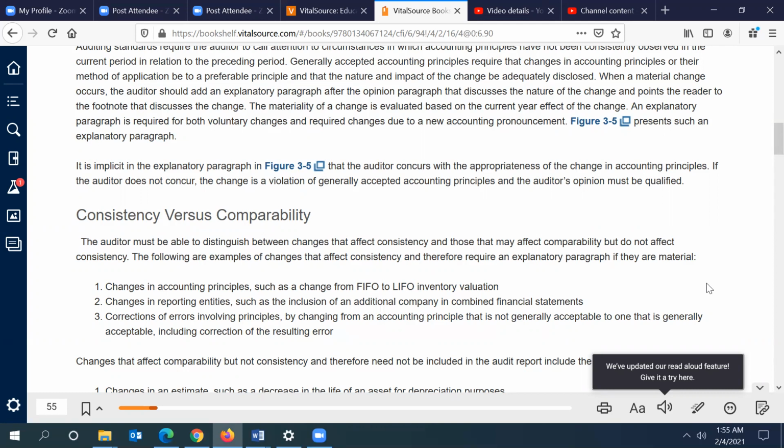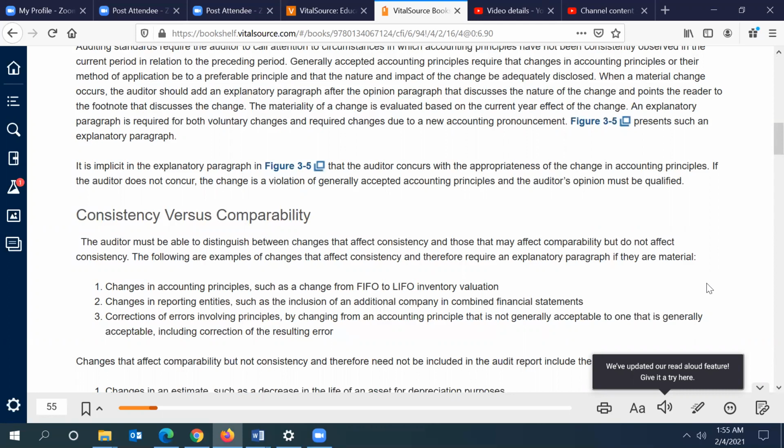LIFO was an American invention during the 1930s, during the Great Depression, and it was used some then, but it was really used in the 1970s and 1980s in times of high inflation, because the last inventory to come in had the highest cost, and then when you expensed it first as cost of goods sold, it gave you the highest possible expense and therefore the lowest possible income, at least for tax purposes.